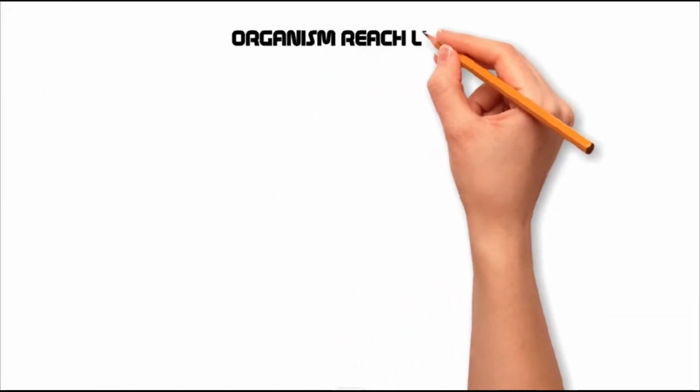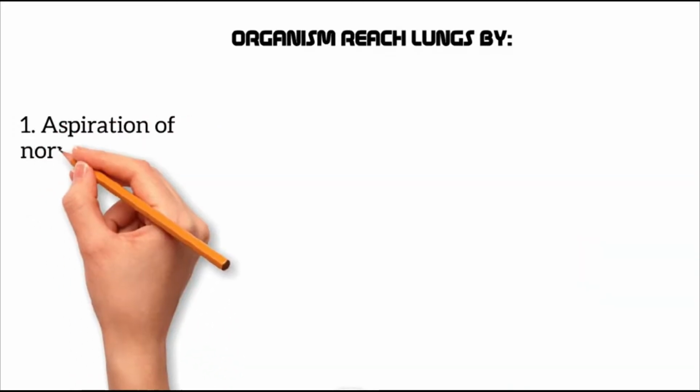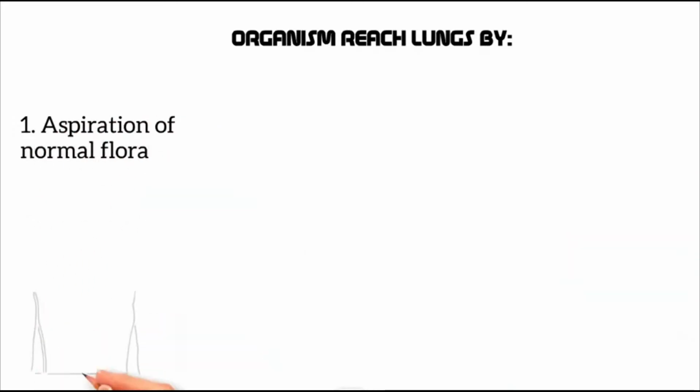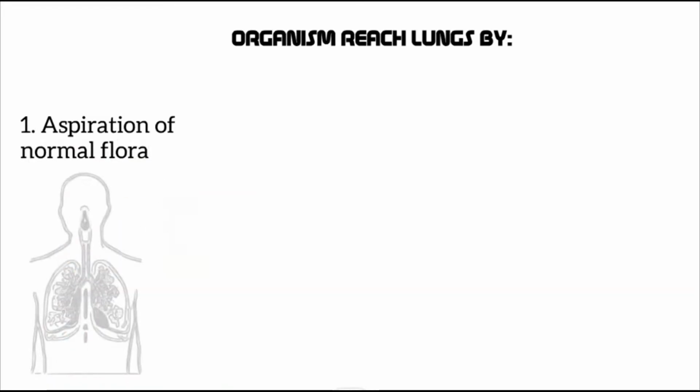Organisms that cause pneumonia reach the lung by 3 methods. 1. Aspiration of normal flora from the nasopharynx or oropharynx. Many of the organisms that cause pneumonia are normal inhabitants of the pharynx in healthy adults.